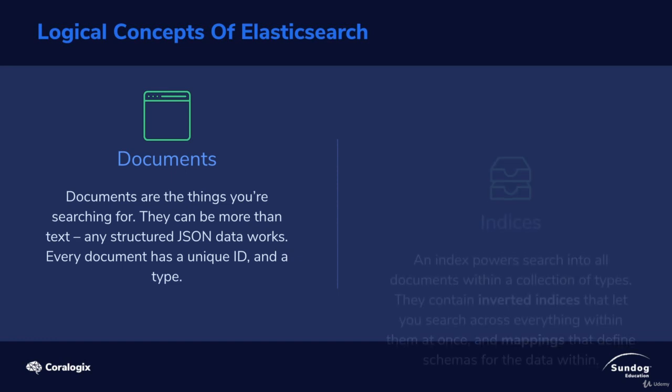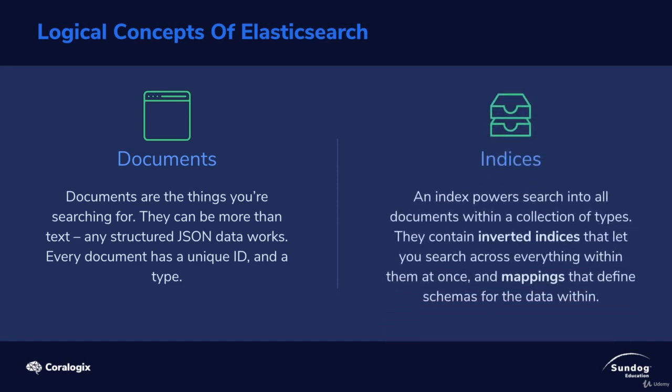The second concept is the index. An index is the highest level entity that you can query against in Elasticsearch, and it can contain a collection of documents. So again, bringing this back to an analogy of a database, you can think of an index as a database table, and a document as a row in that table. The schema that defines the data types in your documents also belongs to the index. You can only have one type of document within a single index in Elasticsearch.